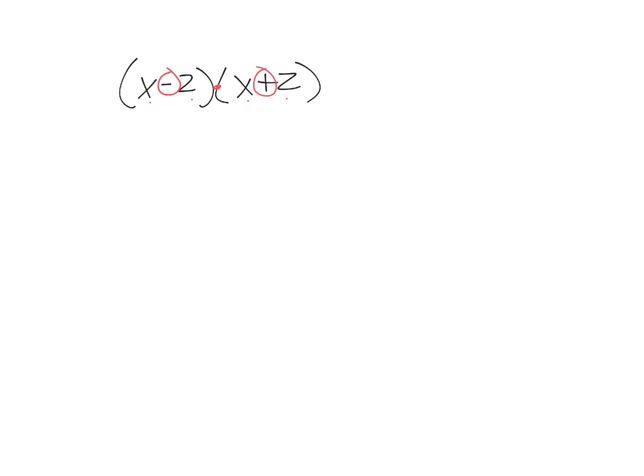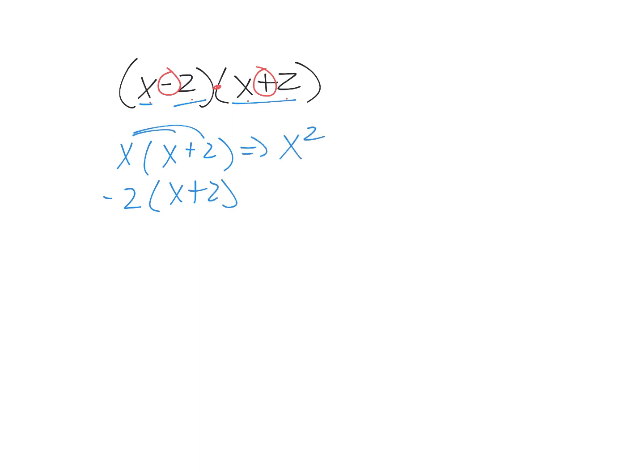So we're going to set up everything that we're used to doing. We're going to take our first term times our second binomial, and then our second term times our second binomial again. And then we're going to distribute. So x times x, we get x squared plus 2x. And then we get negative 2x, and then multiply, we get negative 4.